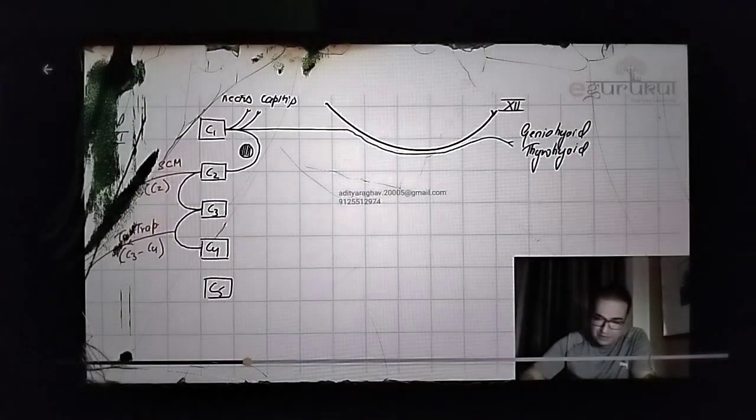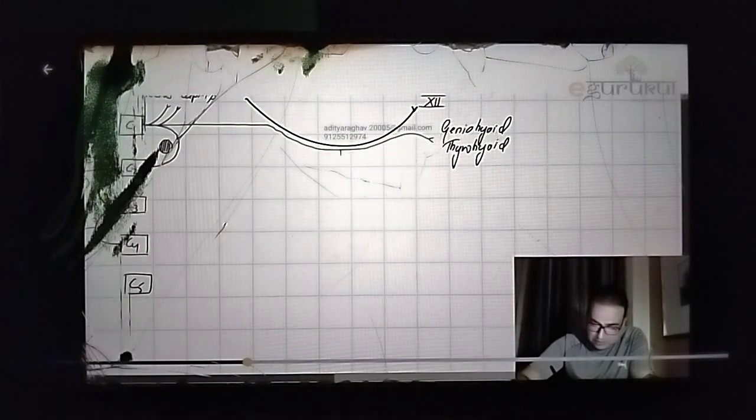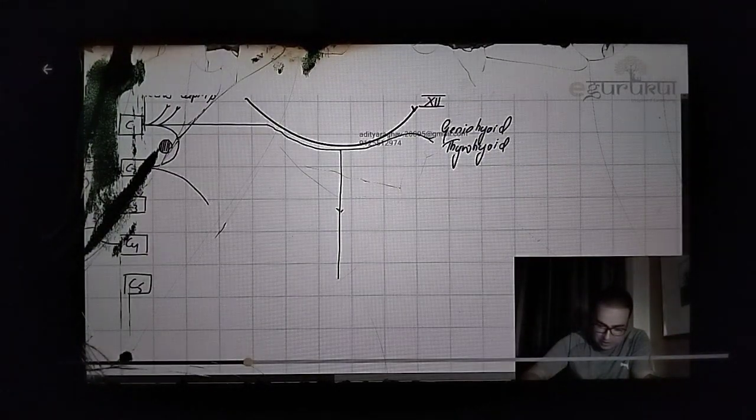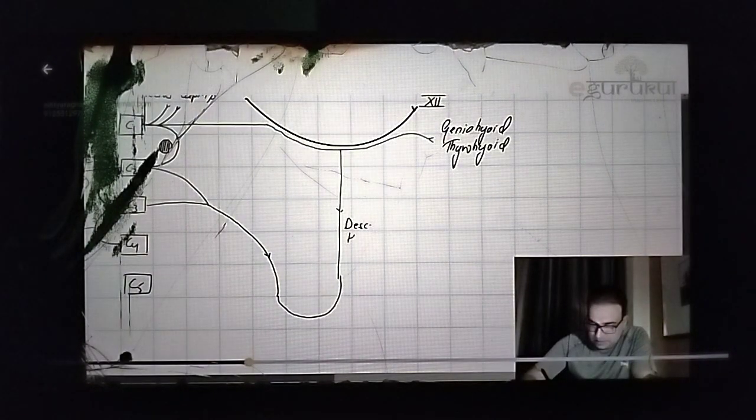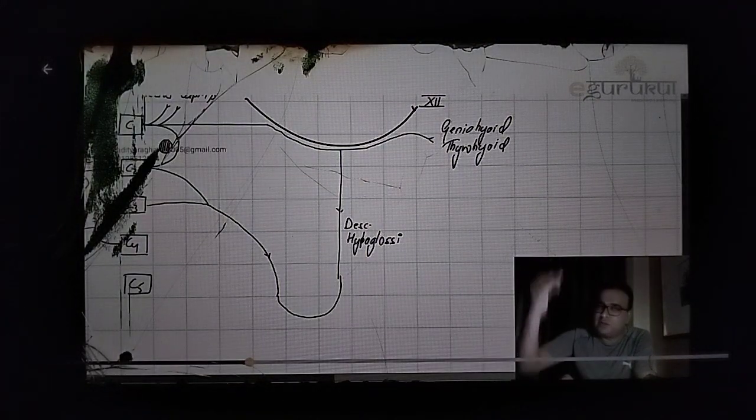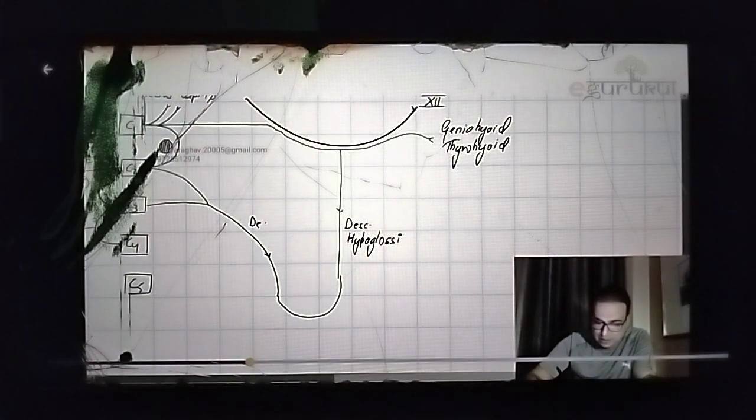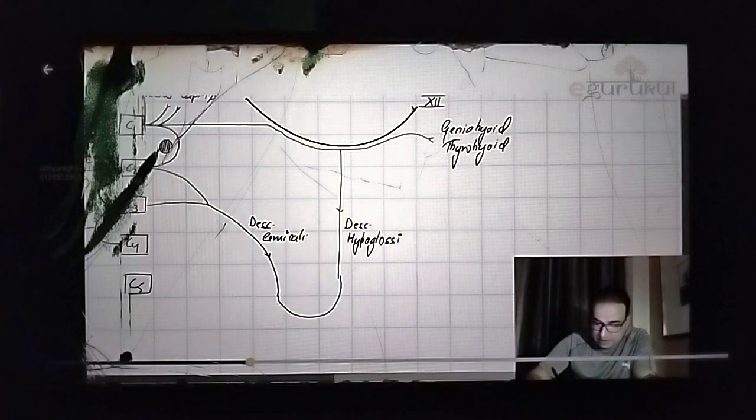We've also discussed, again it's a previous discussion only guys, that there's a descending branch coming from this C1 called descendens hypoglossi, and we have C2 and C3 branches which are also giving a descending branch called descendens cervicalis, and together they form the ansa cervicalis. This is descendens hypoglossi. Although it is coming from the C1 nerve, because it is coming from the hypoglossal nerve region, we call it descendens hypoglossi. This is descendens cervicalis. I really hope you remember all that.